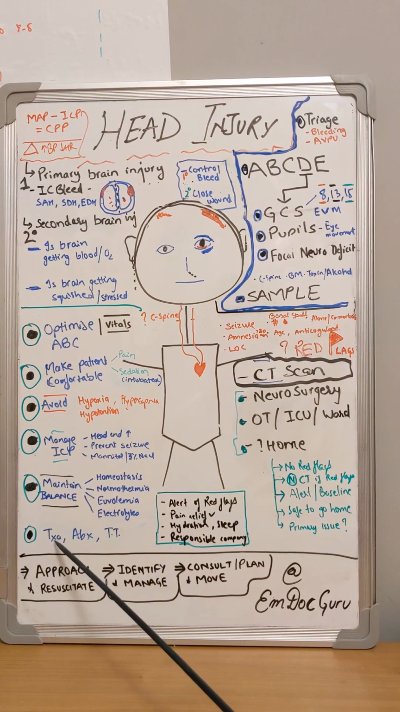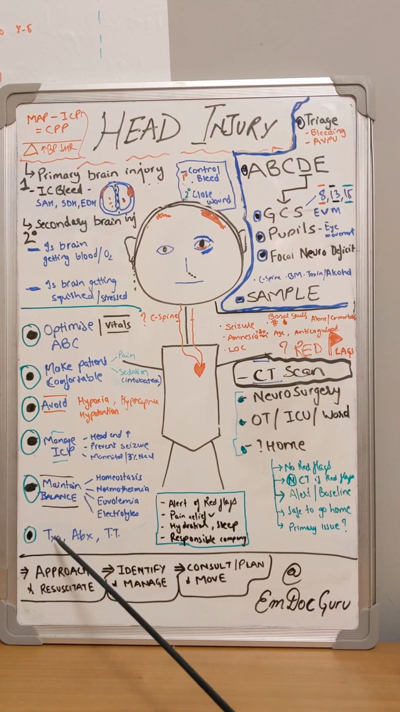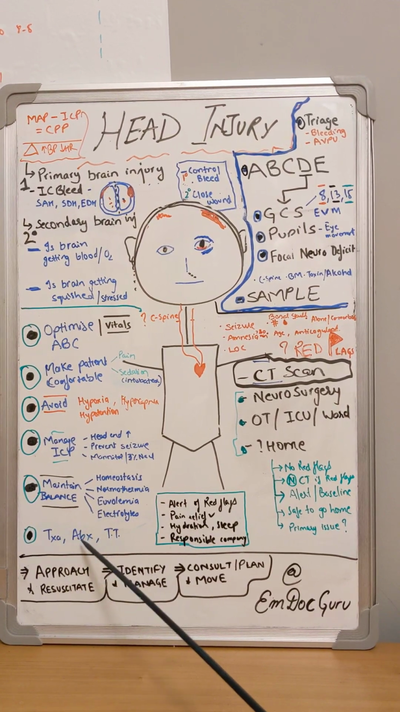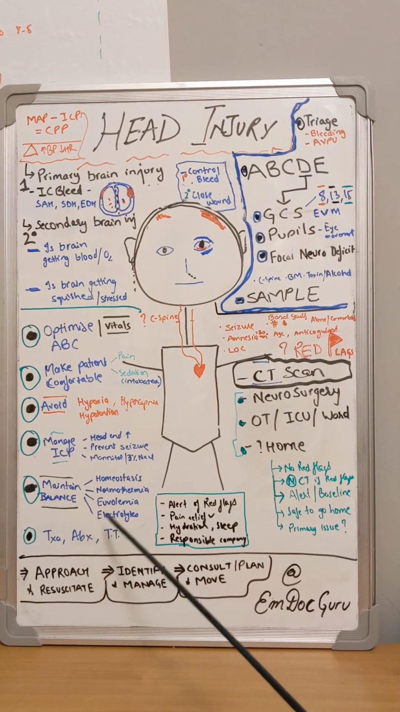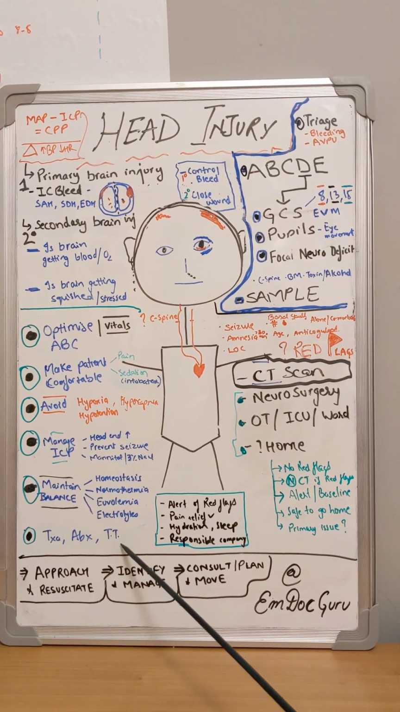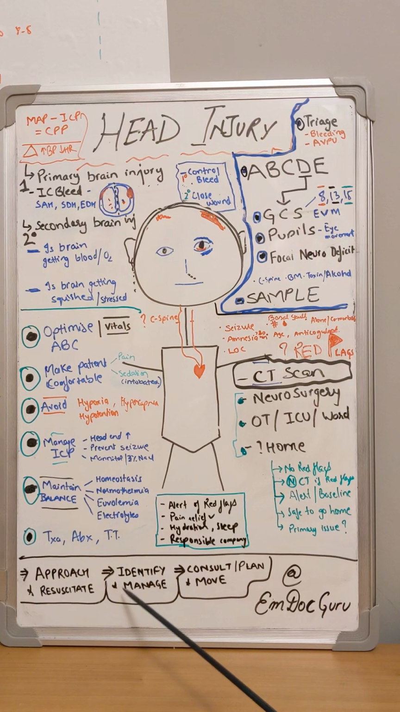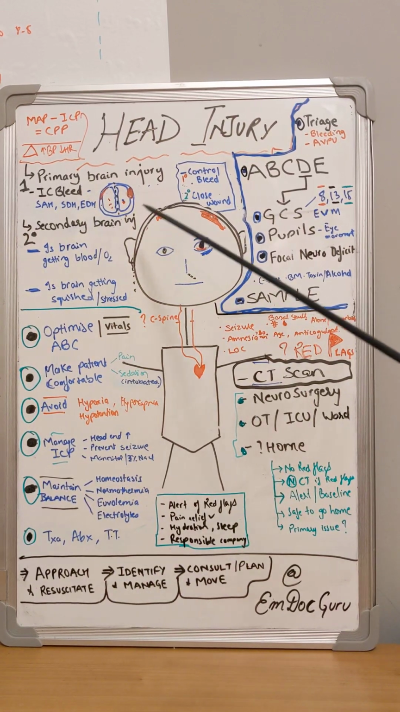You could consider tranexamic acid if the patient is bleeding. 1 gram of tranexamic acid, as recommended in Advanced Trauma Life Support, you could do that. You could give them IV antibiotics if there is an open head wound, and consider tetanus prophylaxis. Now, this is the part of identifying and managing. Now you've done all the things that you needed to do. You've got a CT scan.